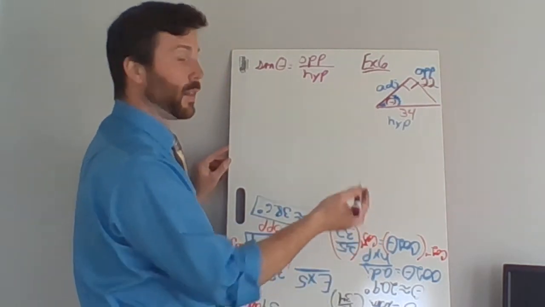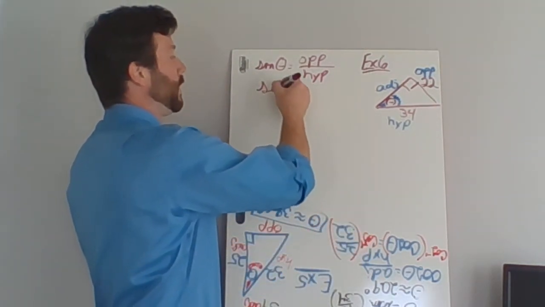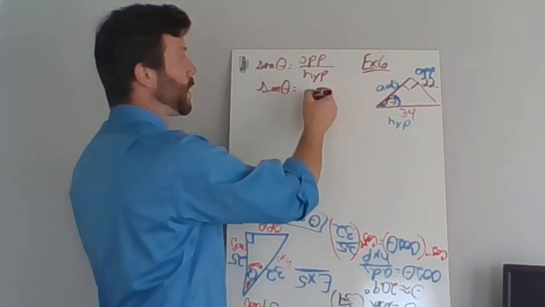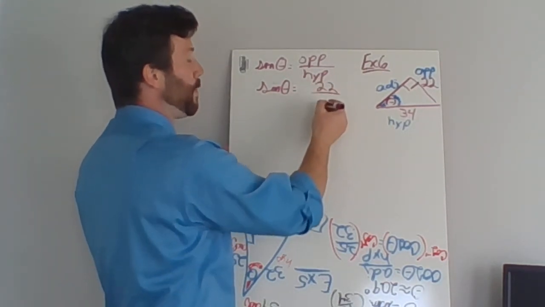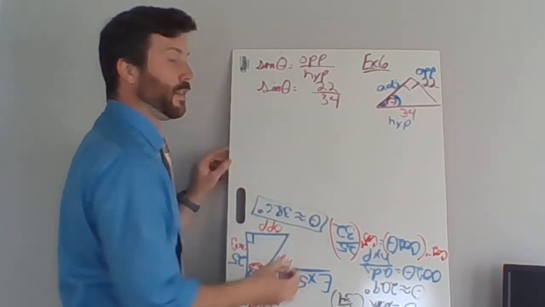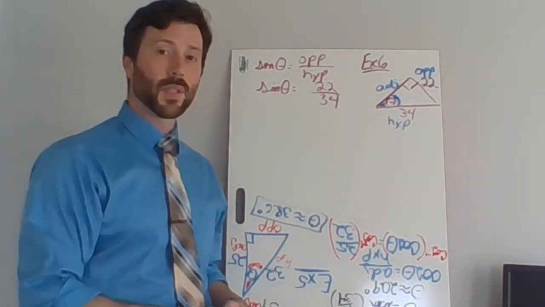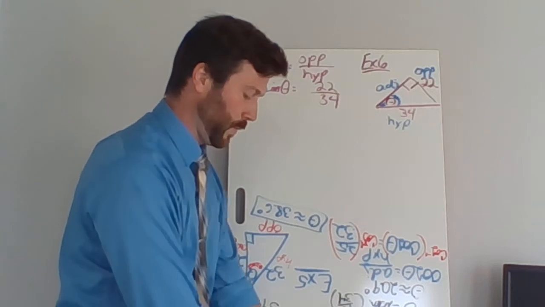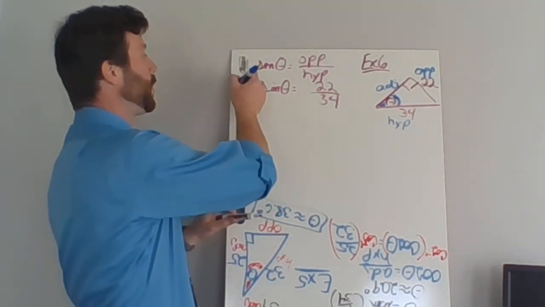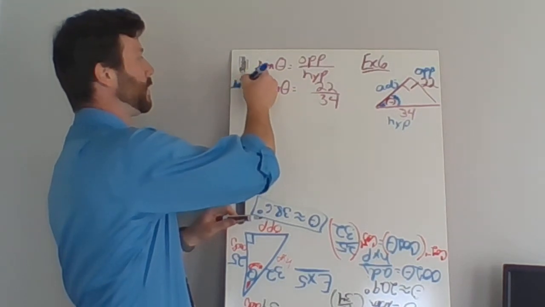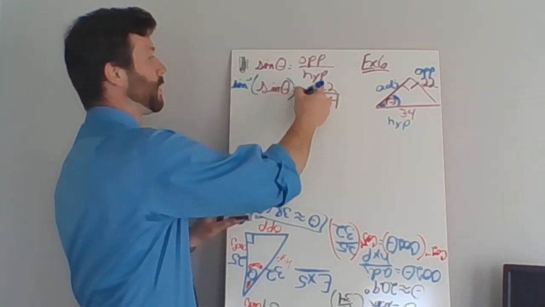And then we'll sub in everything that we have. So the sine of theta is going to be, the opposite is 22 divided by the hypotenuse is 34. Now, if we wanted to, we could reduce this fraction, but we really don't have to. What we do want to do is get that theta by itself. So we'll take the inverse sine on both sides.